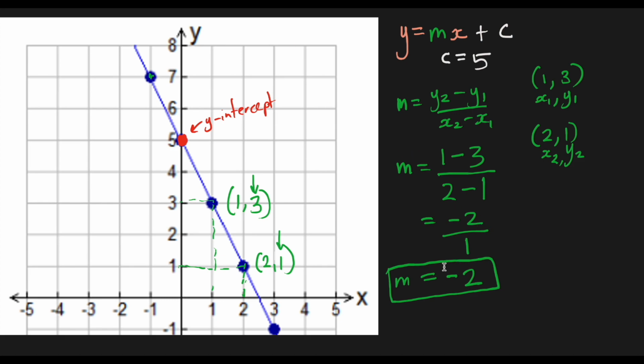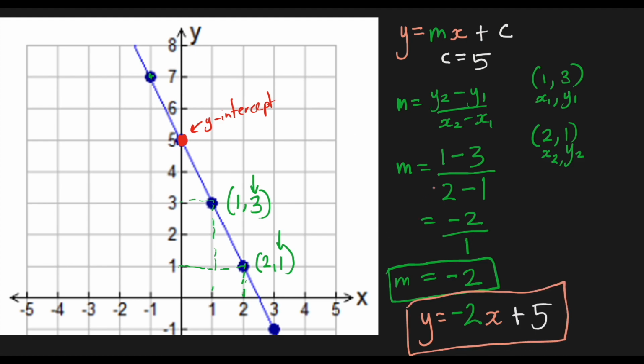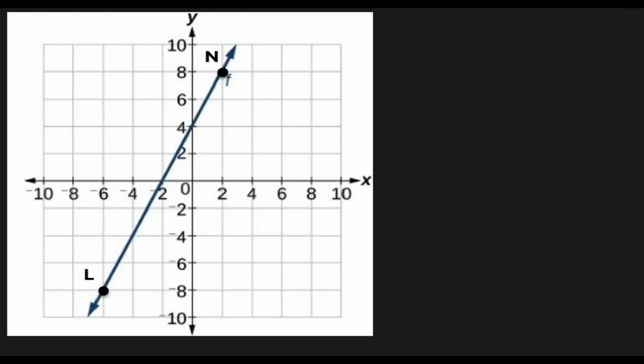So now that we have the gradient and the y-intercept, we could say that the equation is y is equal to minus 2x plus 5 in this case. That's our answer for that one. Same thing that we did last time. If we were to put these into the equation, we would get this answer. Alright, so I want y'all to take that down as well. Try to figure out on your own the linear equation for this line segment LN.